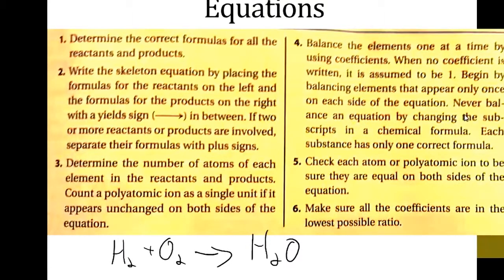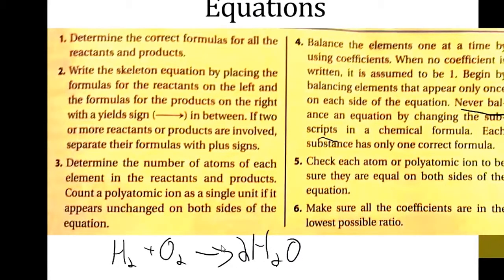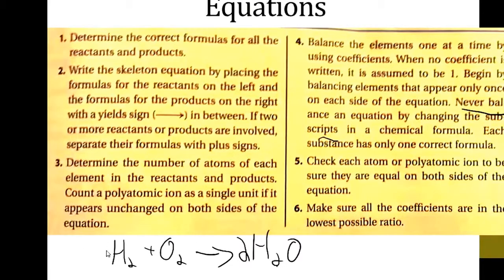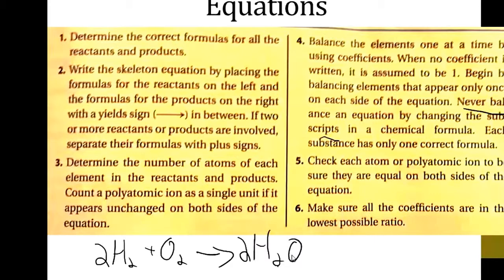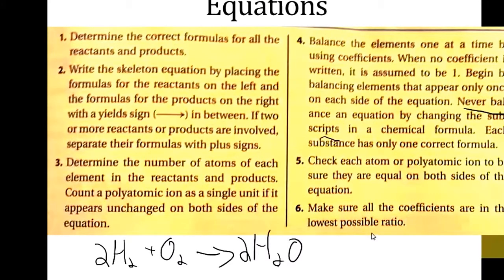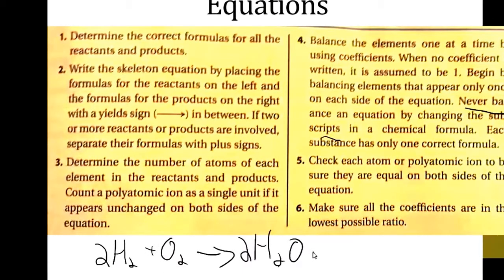Very important, never balance an equation by changing the subscript. I didn't change these numbers. I added a coefficient to add now 2. So now I go back and check based on this coefficient. There's 4 hydrogens here, so I put a coefficient of 2 in front of this hydrogen and see that I have 4 and 4, and then 2 oxygens and 2 oxygens. And then I make sure all the coefficients are in the lowest possible ratio. I'm finding the lowest common denominator, and since there's a 1 here, that can't get any lower, so I know I'm done.